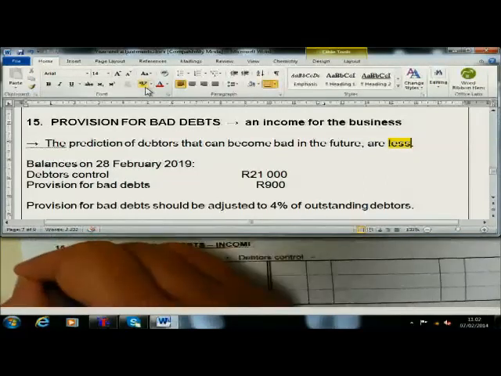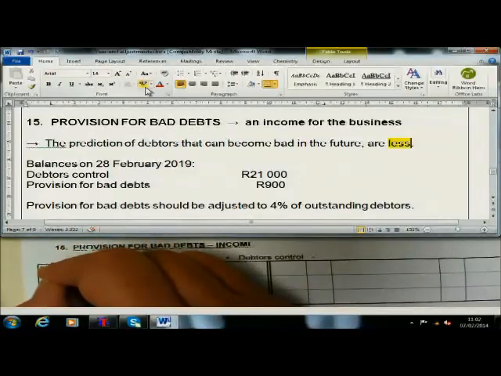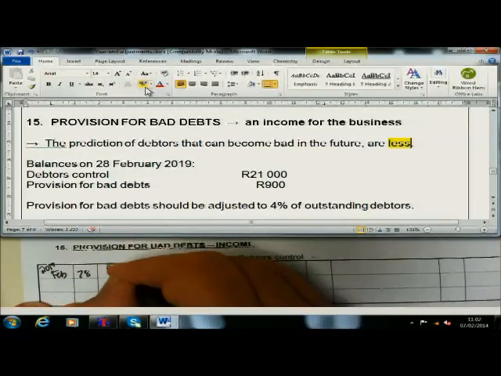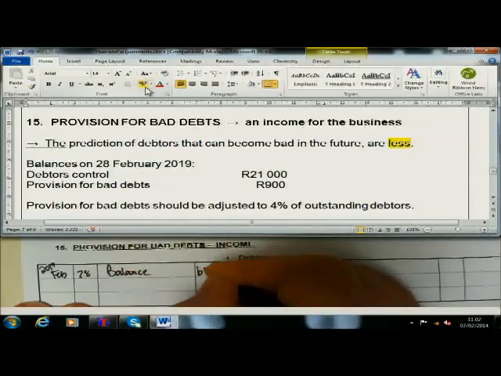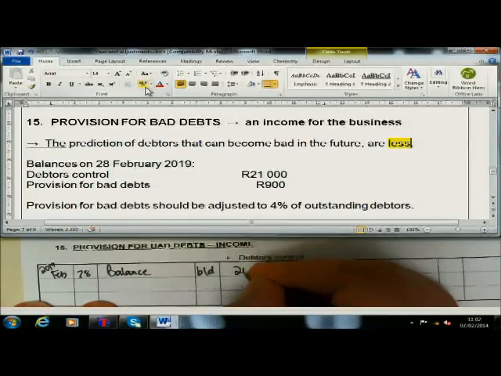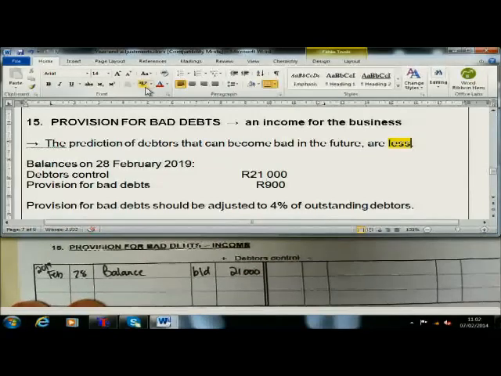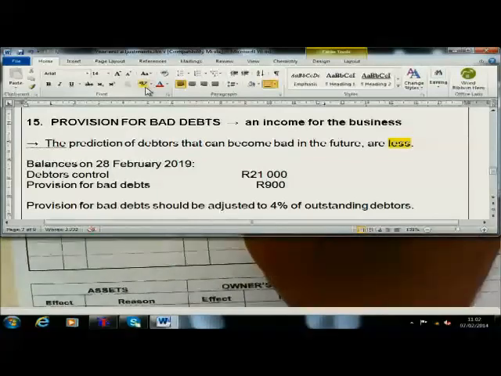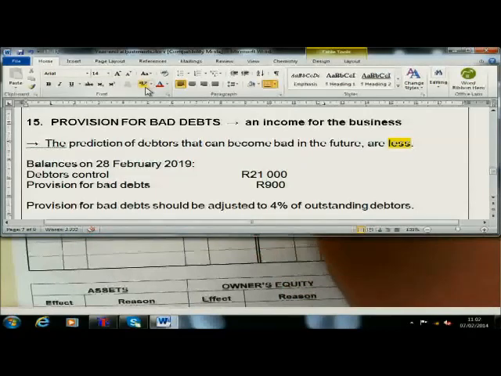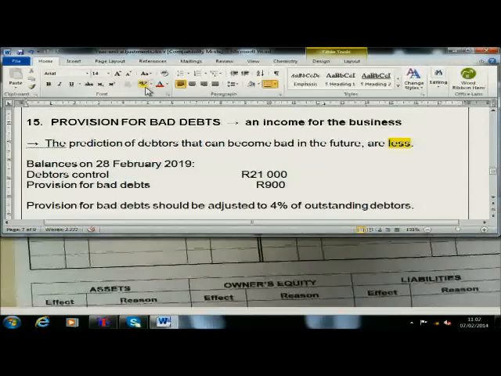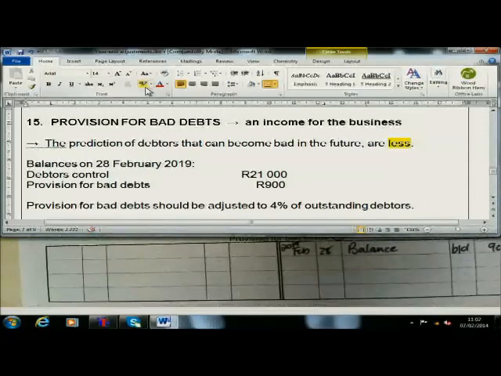We've got a balance on the last of the year, February 28, balance brought down 21,000 rand, and our provision for bad debts is 900 rand. 2019 February 28 on the plus side, balance brought down 900 rand.